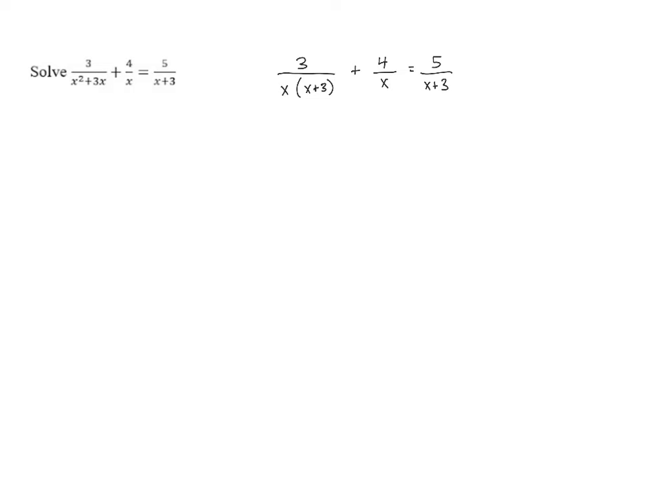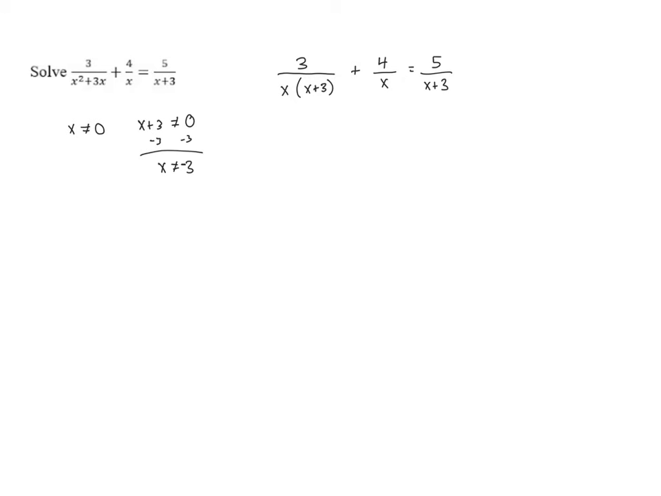If we look at the denominators, one of them is x, so we know that x can't be 0. Another one is x plus 3, so we know x plus 3 can't be 0. And if that's true, we subtract 3 on both sides. This tells us x can't be negative 3. So we've got those restrictions.